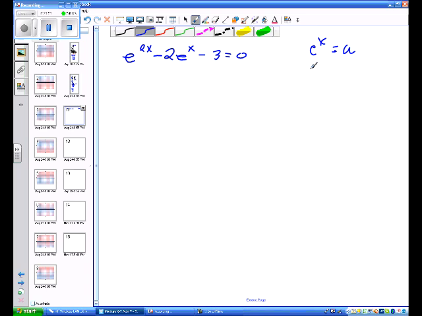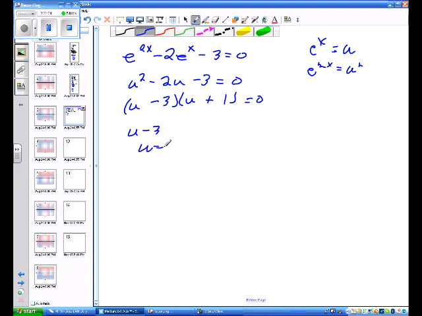So if we squared both sides, when you raise to powers, you multiply, so that would be 2x, and e to the 2x equals u squared. So this is in the form of a quadratic. If we wanted to substitute, we could do u squared minus 2u minus 3 equals 0. Well, we can factor this. Factors of 3 that subtract to be 2, 3 and 1. Signs are different, the larger is negative. Then we set each factor equal to 0, so u equals 3 and u equals negative 1.